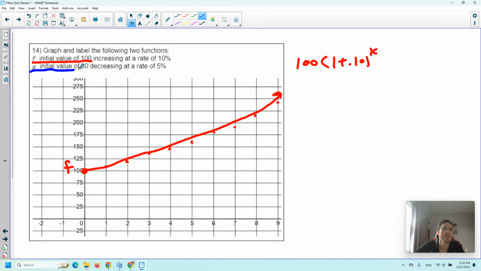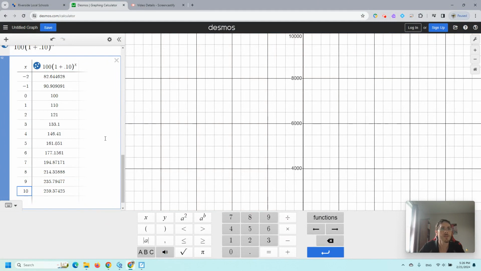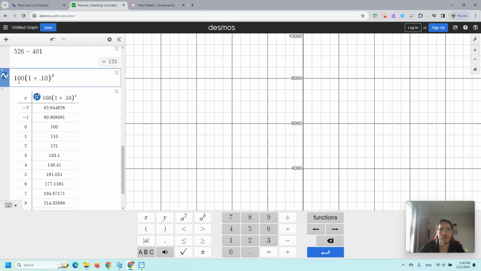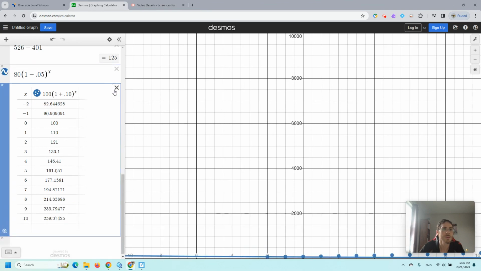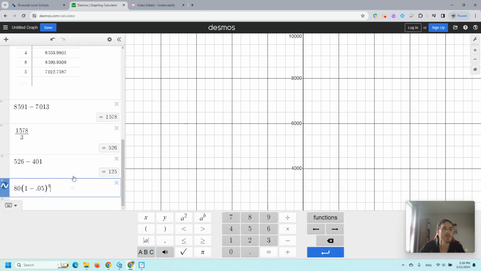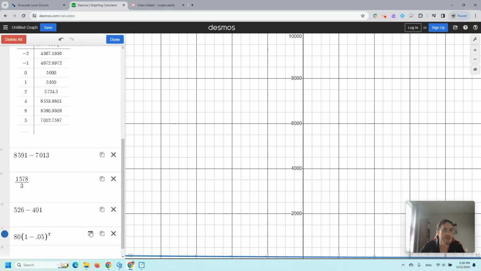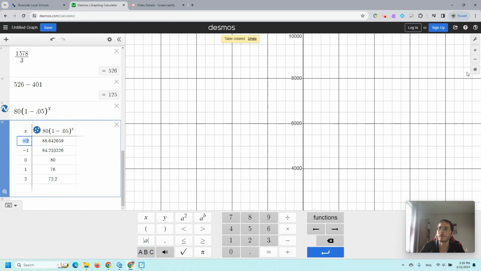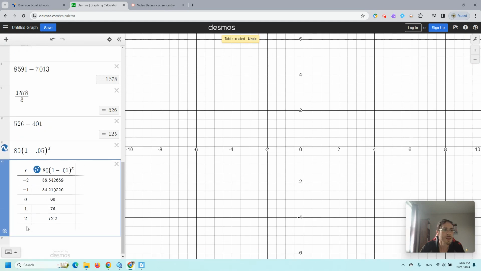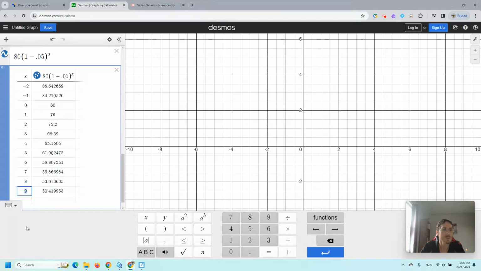For the other one, it has an initial value of 80. So we're going to start here at 80. And we're going to decrease at a rate of 5%. So 80, 1 minus 0.05 to the x. And so we can throw that in. And to save myself some time, I think we can do this. Let's see if it works. Nope. Minus 0.05 to the x. So we don't want that table anymore, but we want to make a new table. So we do settings and then table. All right. I'll even go home because that might show up. Nope. So there we go.